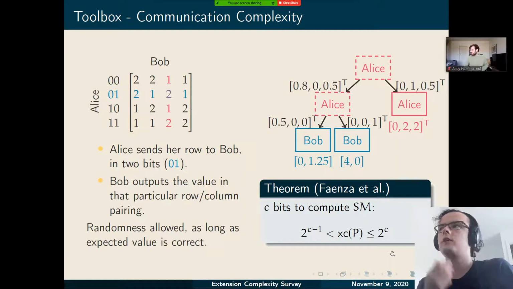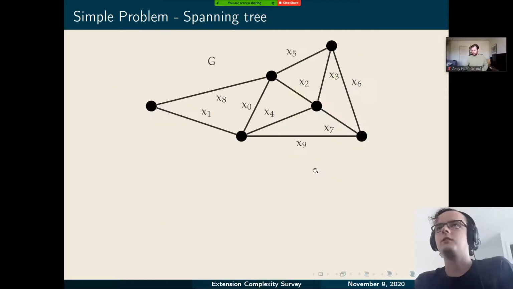So if we can find some way to play this game that only sends d bits, then we know that the extension complexity of the associated polytope is going to be less than or equal to 2 to the power of d. So that's kind of the tools we have access to when solving these problems. So we'll give a problem a shot now in the form of a spanning tree.